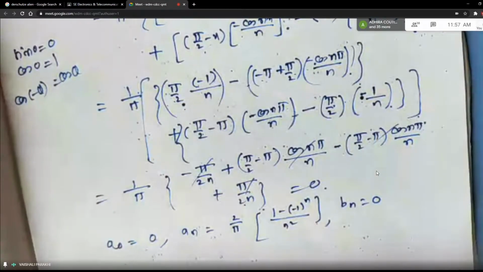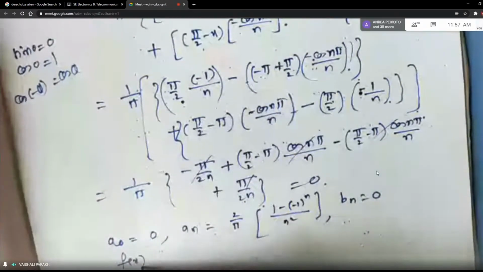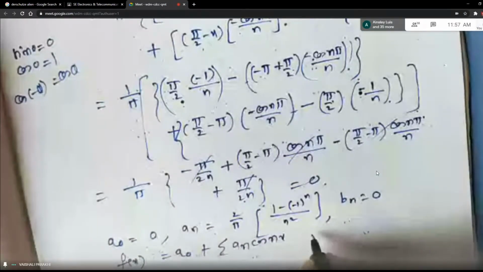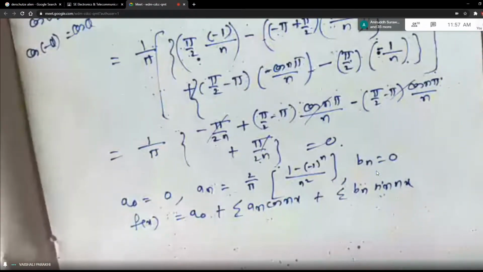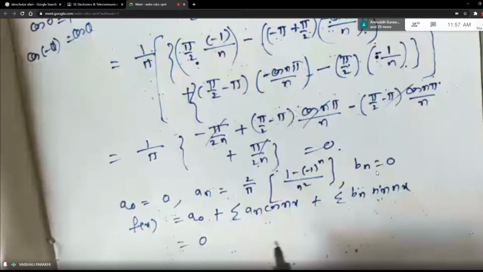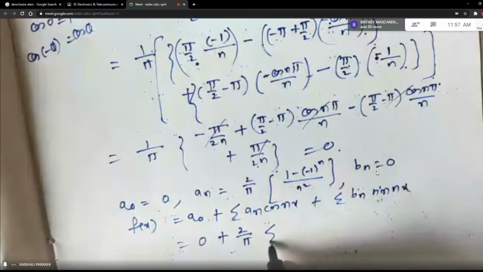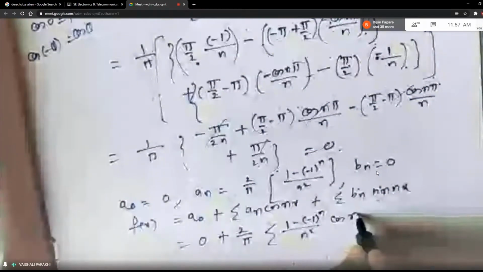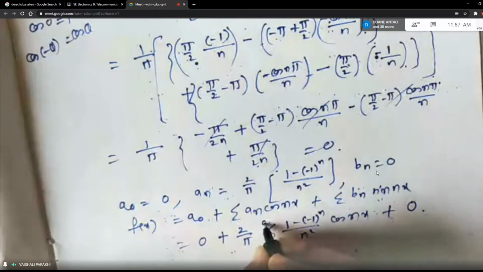Once you get all these three Fourier coefficients, you can write your Fourier series, right? Now what is the Fourier series, students? F of x is equal to A naught plus summation An cos nx plus summation Bn sin nx. This is your Fourier series formula. Let us substitute. A naught is already 0. When you write An, take 2 by pi out of the summation sign and write only (1 minus (-1) raised to n) by n square cos of nx. And Bn is 0, so the last term will also become 0. N is from 1 to infinity.